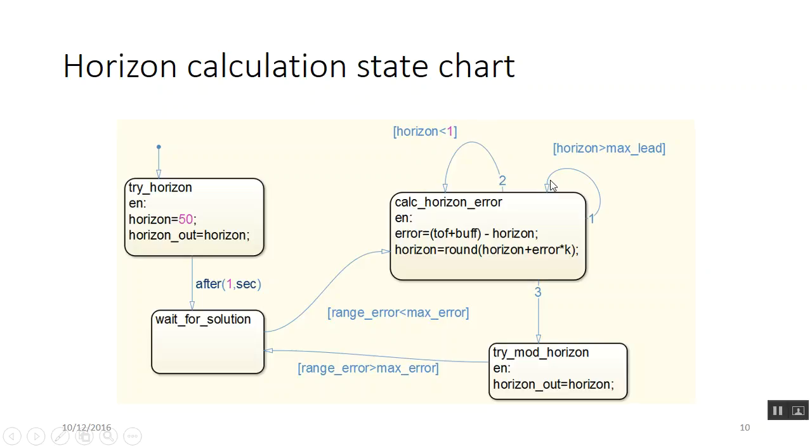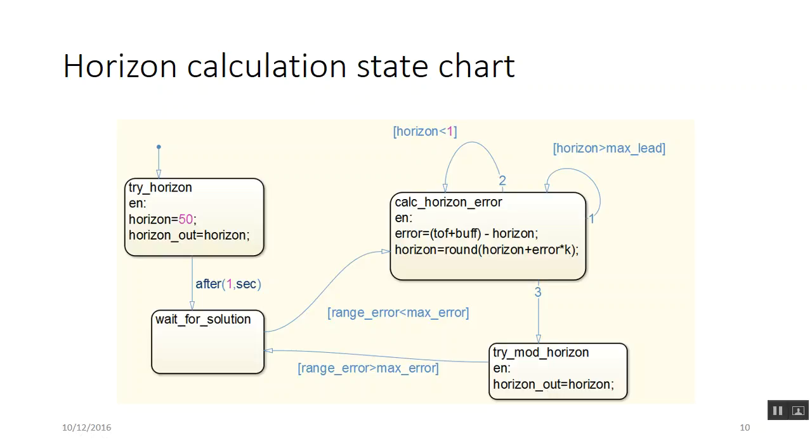In case the horizon is more than the maximum lead, like we're not predicting past 200 seconds, for example, then essentially what the algorithm is saying is the ship's out of range. Don't try to calculate a horizon for that. We can't think that far ahead. So as long as it's between 1 and 200, then we will try the modified horizon and actually output a new horizon.